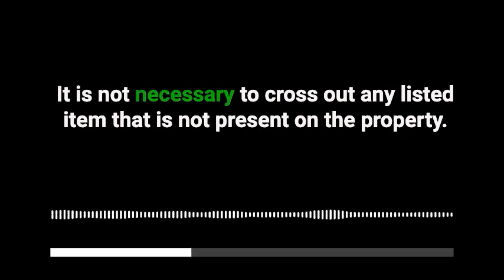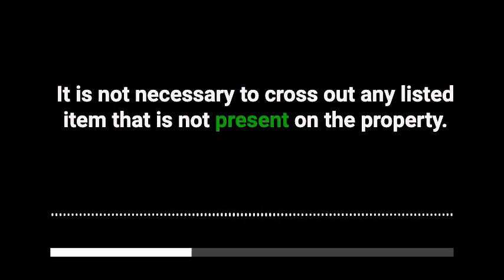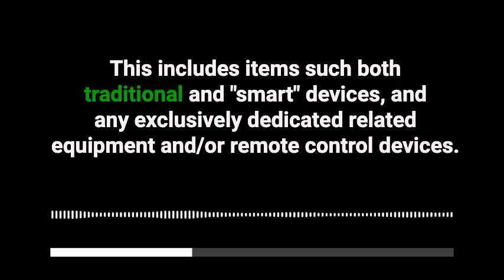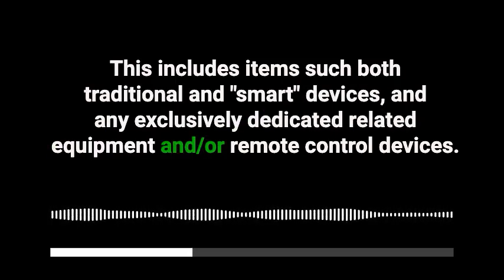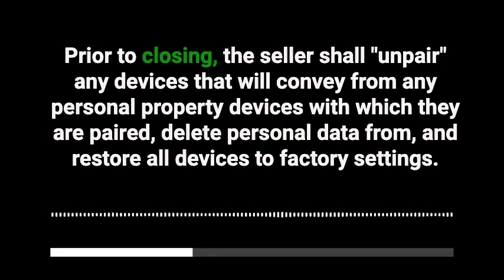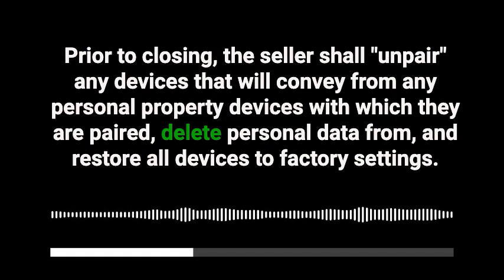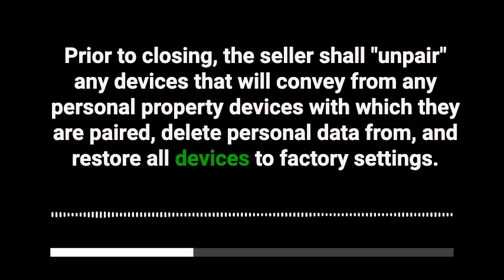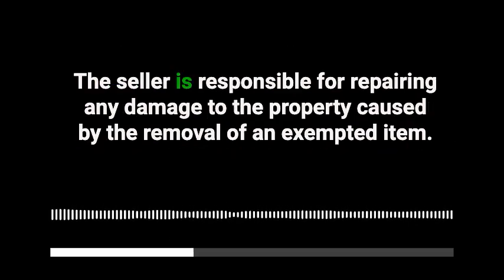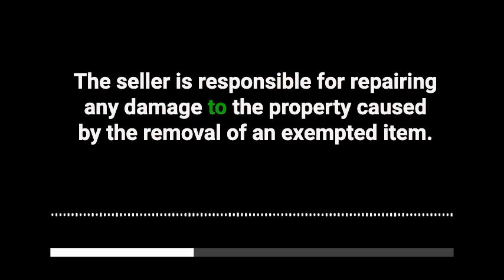It is not necessary to cross out any listed item that is not present on the property. Any item that is exempted should be clearly identified. This includes items such as both traditional and smart devices, and any exclusively dedicated related equipment or remote control devices. Prior to closing, the seller shall unpair any devices that will convey from any personal property devices with which they are paired, delete personal data from, and restore all devices to factory settings. The seller is responsible for repairing any damage to the property caused by the removal of an exempted item.